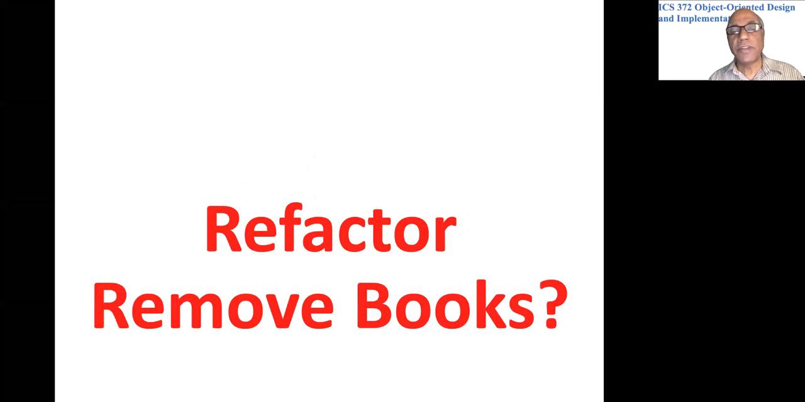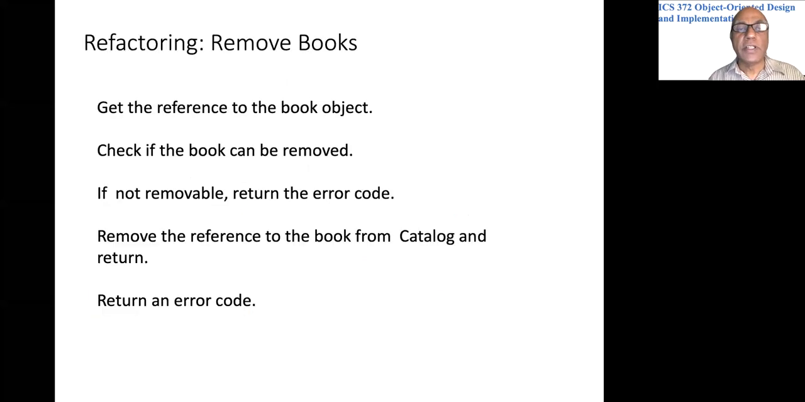Now, this might actually prompt a thought: why not refactor some other methods? So if you try to refactor something like remove book, which has this sequence, which is somewhat reminiscent of return book, get the book object and see if it can be removed. And if it is not removable, return an error code, otherwise remove it from the catalog.